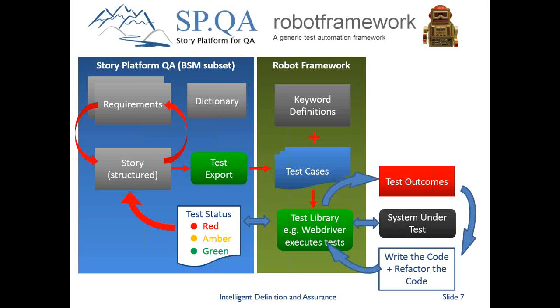QA. So we can connect, and we have that feedback loop between tests run at a relatively low level against requirements which might be at a very high level. So we can provide that traceability between one and the other.